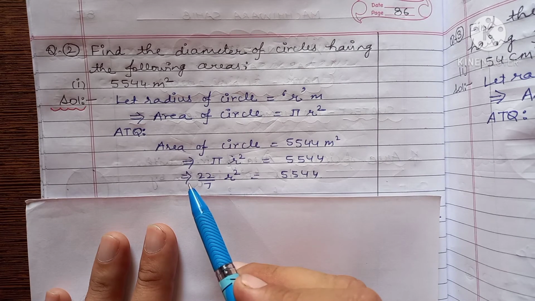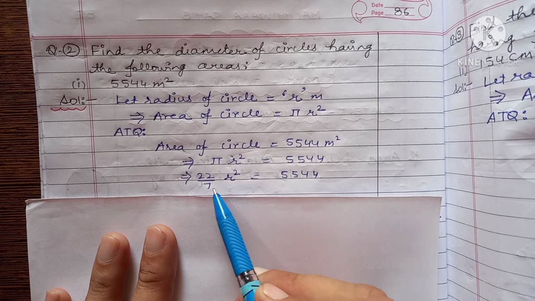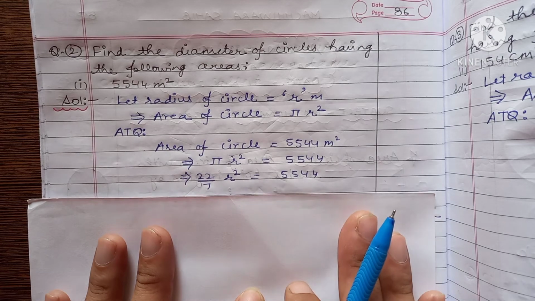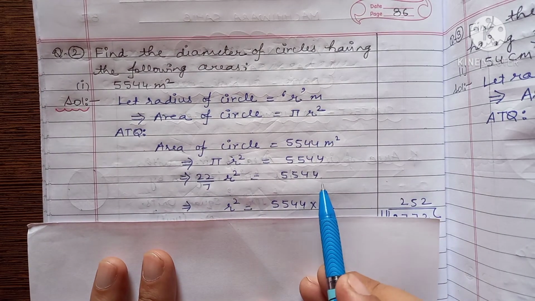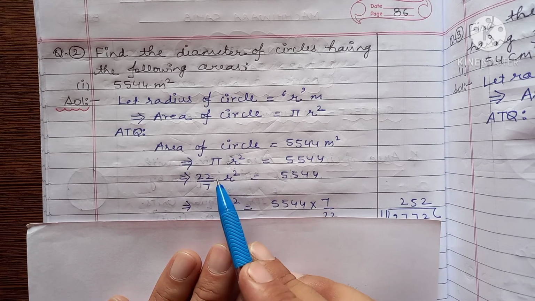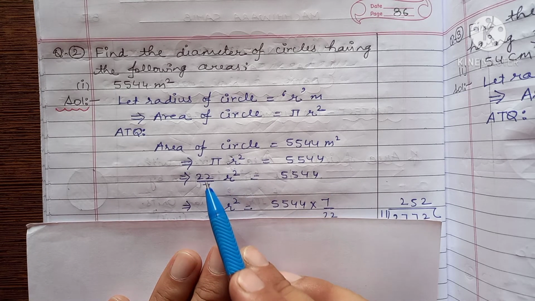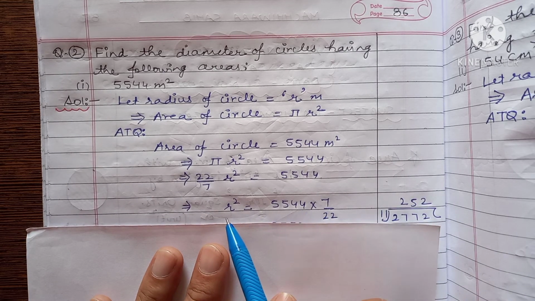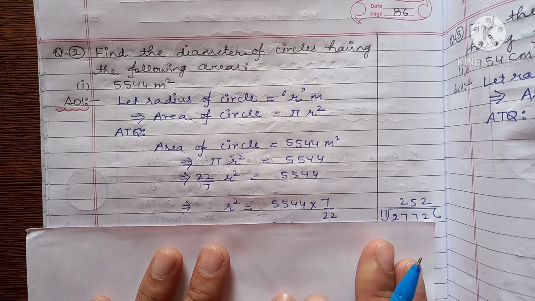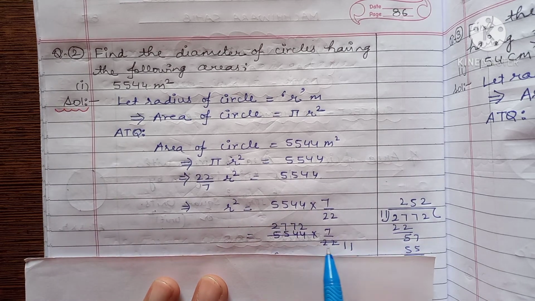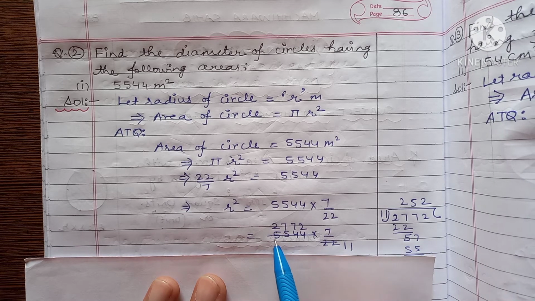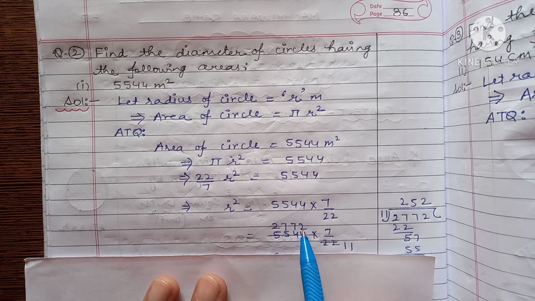Now substitute the value of pi. Pi is 22 by 7. So 22 by 7 r squared is equal to 5544. Now shift 22 by 7 to the right hand side. 22 by 7 is in the form of multiplication, so it will be reciprocal on the right hand side in terms of multiplication. So r squared is 5544 into 7 over 22. First cancel it with 2. 2 1s are 2, 2 1s are 2, 11. And here 2 2s are 4, 1 carry, 2 7s are 14, 1 carry, 2 7s are 14, 2.